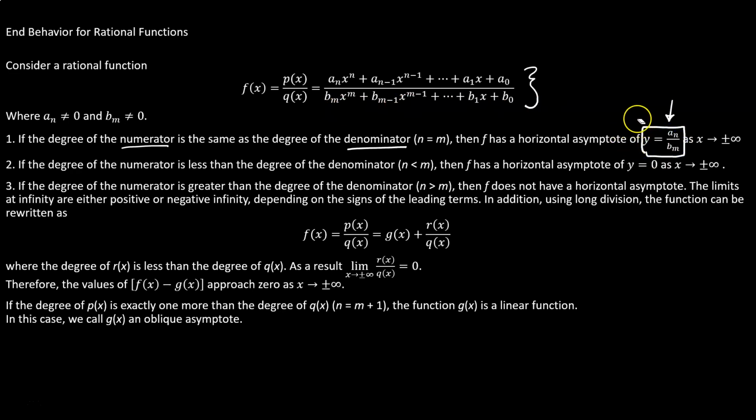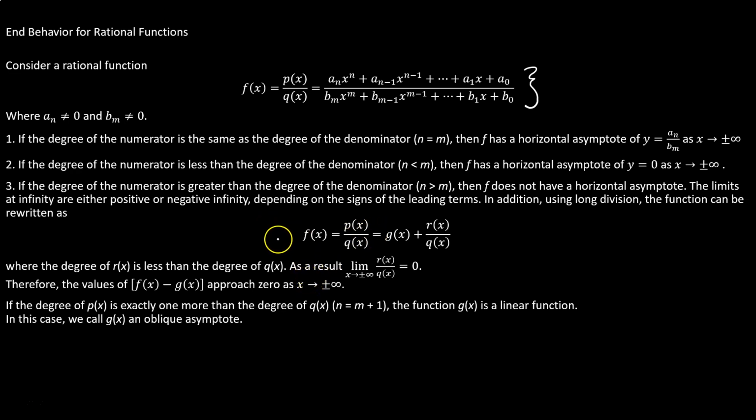In the second case, we saw a numerator that had a degree smaller than the denominator. In this case, the horizontal asymptote was on the x-axis, the y equals 0 line. And then in our last case, we had the degree of the numerator greater than the degree of the denominator. In that case, we had a function that blew up to positive infinity or negative infinity.